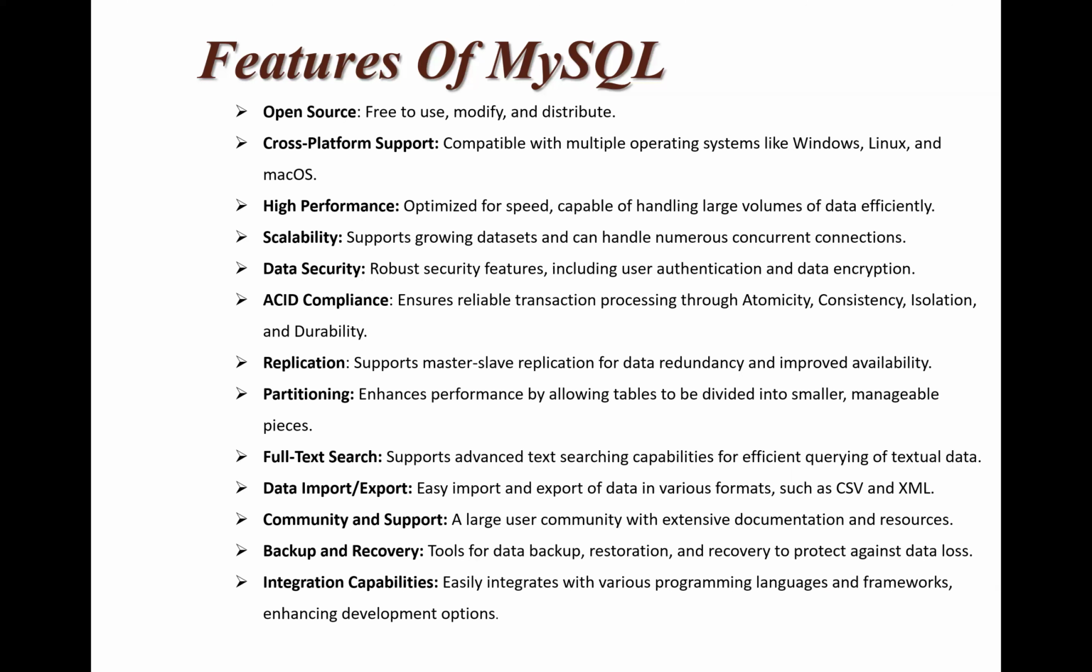High performance: optimized for speed, capable of handling large volumes of data efficiently. Scalability: supports growing databases and can handle numerous concurrent connections. So whatever the biggest databases we use, it is used for a lot of the biggest applications, like Twitter, Facebook, Gmail, all communication applications and banking applications. A lot of applications use it widely.